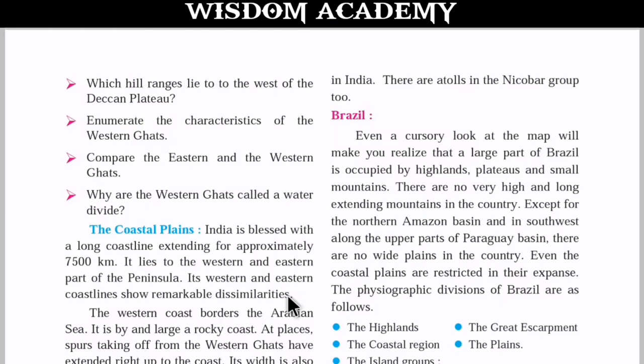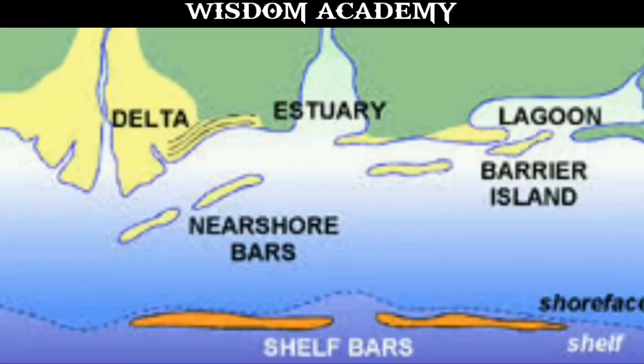Western coastal plains अलग है, eastern coastal plains अलग है. Western coastal plains का width कम है, eastern coastal plains का width ज़्यादा है. This is delta. So when rivers are flowing, where rivers are long rivers, so rivers are bringing lots of sand and sediments along with this, lots of rock along with it. So ये deposit करने के बाद यहाँ छोटे-छोटे islands बन जाते हैं. So यहाँ deltas बनता है.